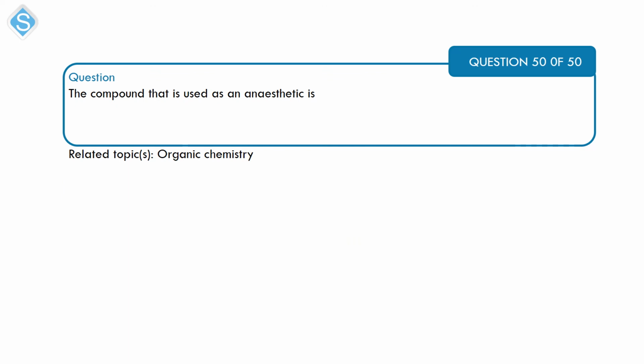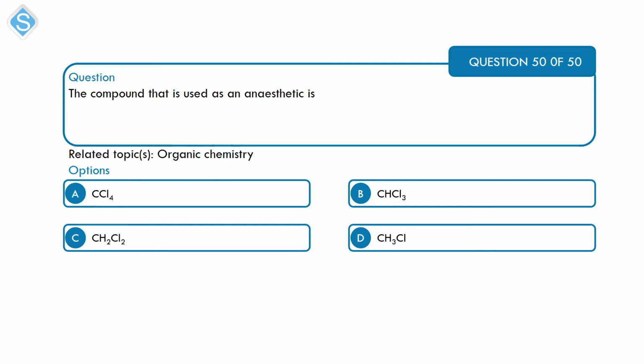Finally, the last question. The compound that is used as an anesthetic is, you have A, tetrachloromethane, we have trichloromethane, we have dichloromethane, and we have chloromethane.